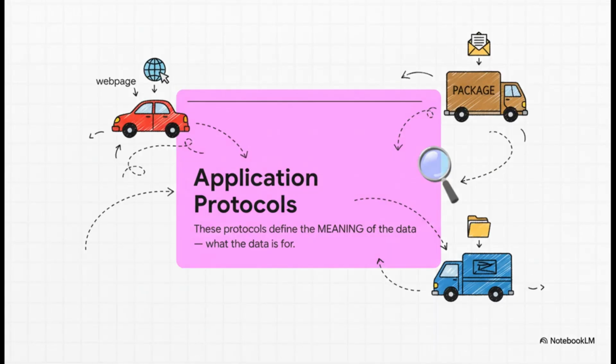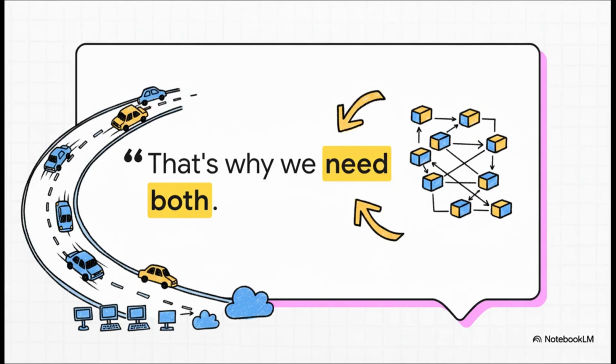But just delivering something isn't enough, is it? You also need the application protocols, the cars, the trucks, the mail vans. They define the what. They give the data its meaning. Is this a web page? Is it an email? Is it a file? These protocols provide the context so the computer on the other end actually knows what to do with the bits it just received.